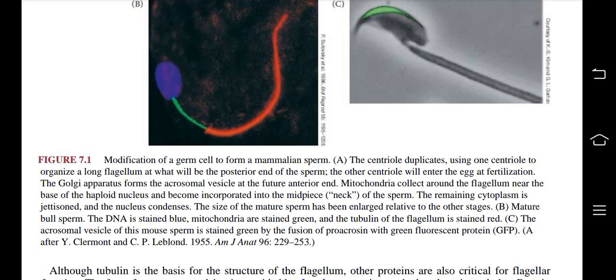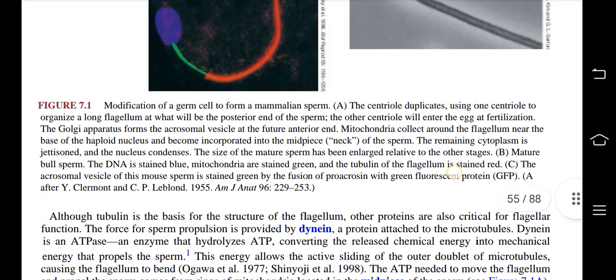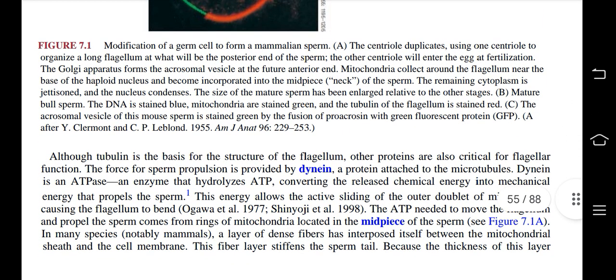Modification of a germ cell to form a mammalian sperm. The centriole duplicates, using one centriole to organize a long flagellum at what will be the posterior end of the sperm. The other centriole will enter the egg at fertilization. The Golgi apparatus forms the acrosomal vesicle at the future anterior end. Mitochondria collect around the flagellum near the base of the haploid nucleus and become incorporated into the midpiece, or the neck, of the sperm. The remaining cytoplasm is jettisoned and the nucleus condenses. The size of the mature sperm has been enlarged relative to the other stages.